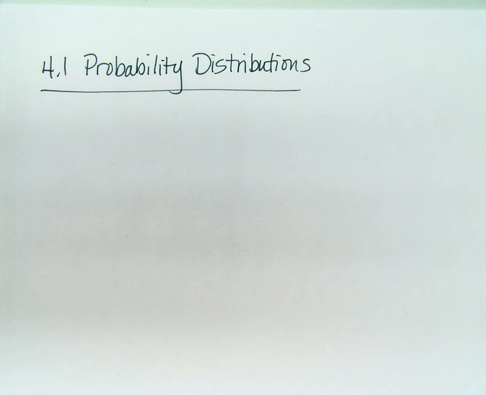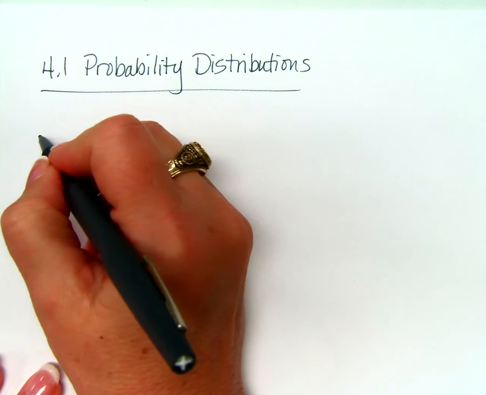Okay, section 4.1 is about probability distributions. A couple definitions. Let's start off with some definitions. The first one is random variable.